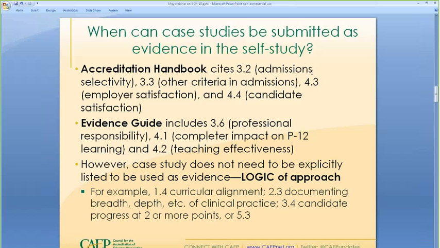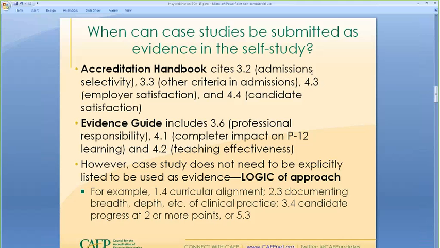Some of the examples that the CAPE staffers also pointed out were the use of case study for 1.4 for curricular alignment, and for documenting the depth and the breadth of clinical practice. Let's say comparing, doing case studies of different candidates in different forms of clinical experiences and talking about which of those experiences appears to be providing the most effective preparation for candidates.